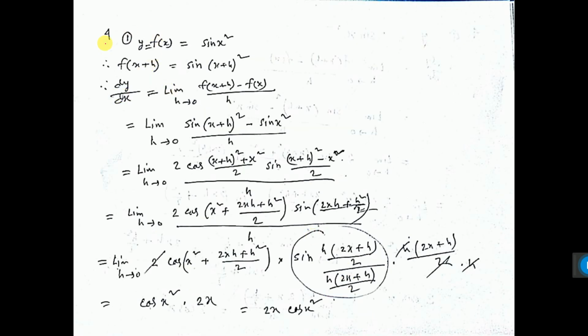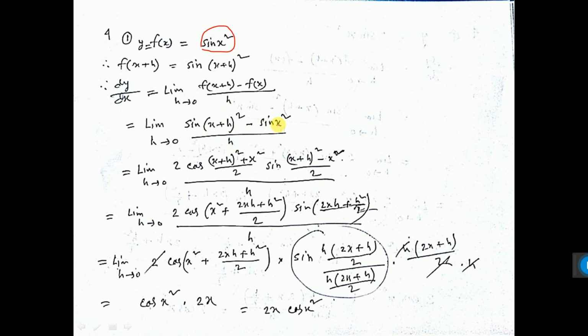So this is the answer. Next, we have to find the differentiation of sin x square. So sin x square, we can write it as f(x), we can write y equal to f(x) equal to this. Then we have to find dy/dx. So the formula is limit h tends to 0, f(x plus h) minus f(x) by h. In place of x I put x plus h. So this is the value of x plus h. So put it here, and the f(x) value, sin x square, put here, divided by h.